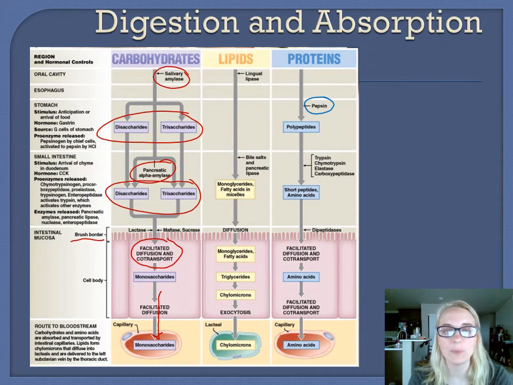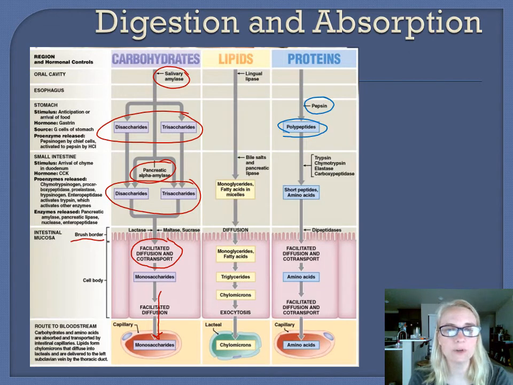So now here we have pepsin. Remember, pepsin was pepsinogen that got activated by the hydrochloric acid. Large proteins get broken down into your smaller polypeptides. Now into the duodenum, neutralized by the buffer coming from the pancreas.